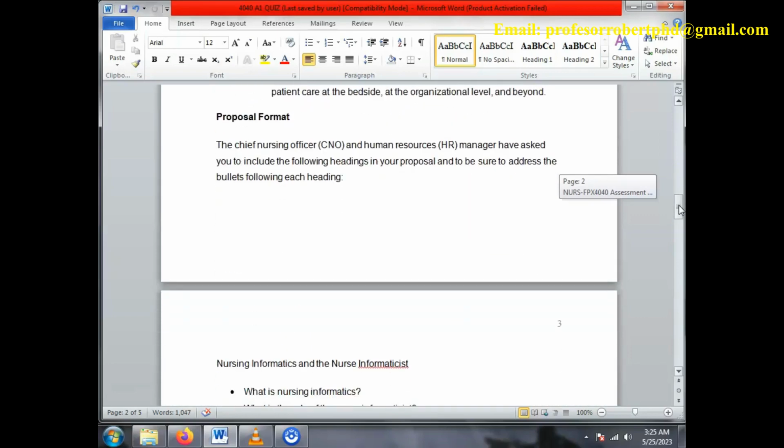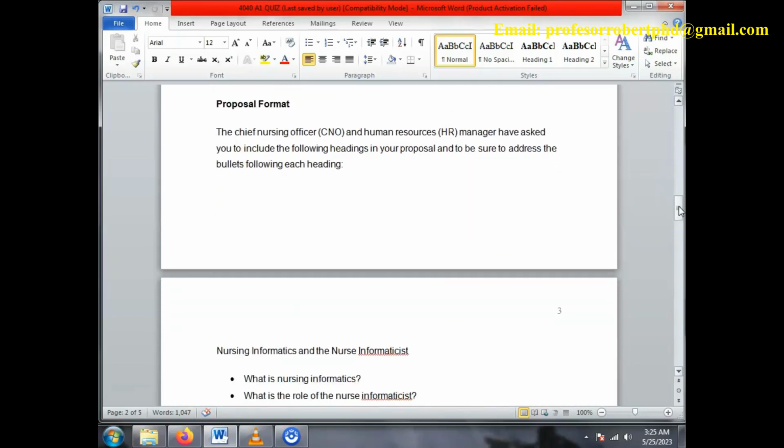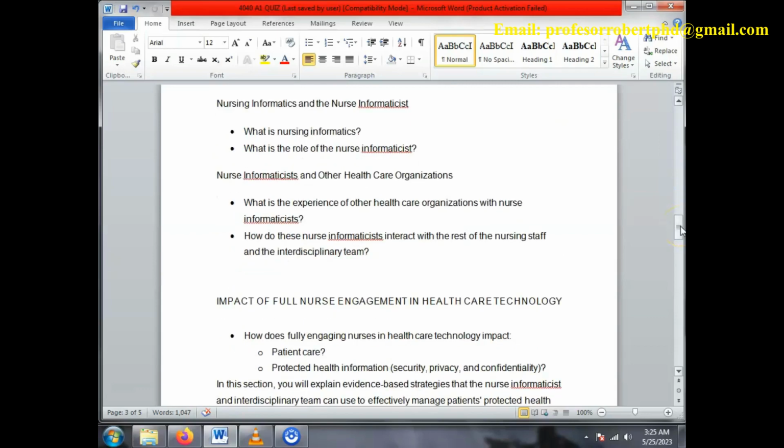Proposal format. The Chief Nursing Officer, CNO, and Human Resources (HR) Manager have asked you to include the following headings in your proposal, and to be sure to address the bullets following each heading. Nursing Informatics and the Nurse Informaticist. What is nursing informatics? What is the role of the nurse informaticist? Nurse informaticists and other healthcare organizations. What is the experience of other healthcare organizations with nurse informaticists? How do these nurse informaticists interact with the rest of the nursing staff and the interdisciplinary team? Impact of full nurse engagement in healthcare technology. How does fully engaging nurses in healthcare technology impact patient care?